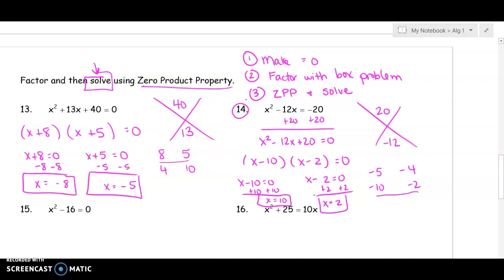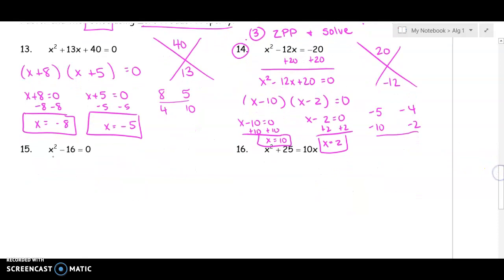Let's look at 15. For number 15, you'll notice it's already equal to 0, so the first step is done. Next step is to do a box problem. Notice we are missing an x, so you can always put plus 0x in the middle there. And so for our box problem, it's got to multiply to be negative 16 and add to be 0.